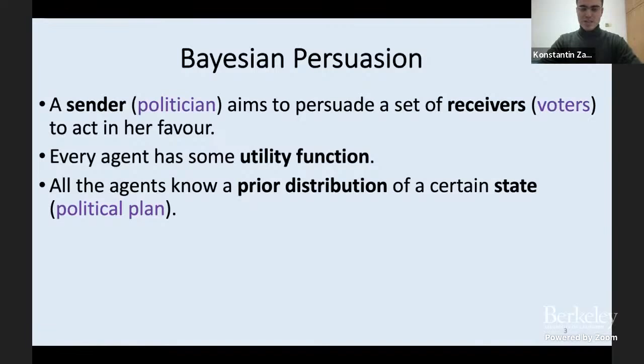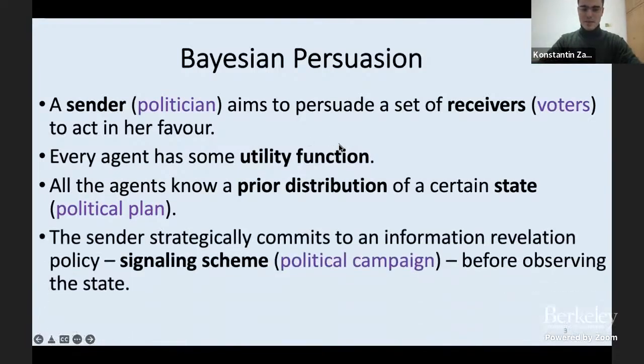However, all the agents have the same prior distribution on the values of the state. And a possible example of a state is the politician's plan. Before observing the value of the state, the sender should strategically commit to an information revelation policy, such as a political campaign, and we call this policy a signaling scheme.